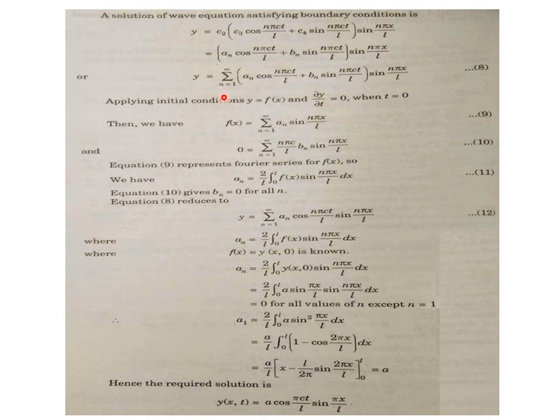And then ∂y/∂t, if we partially differentiate it with respect to t, then differentiation of cos(nπct/l) becomes sine, and differentiation of sine becomes cos, and at t equals 0, after certain simplification the equation is obtained as 0 equals sigma n equals 1 to infinity of (nπc/l), coming from differentiation of sine, into bn into sin(nπx/l). This is equation 10.